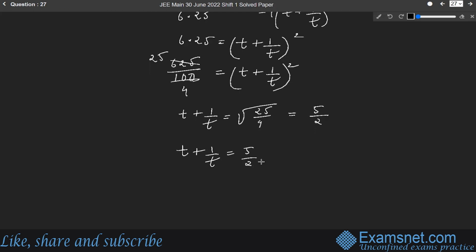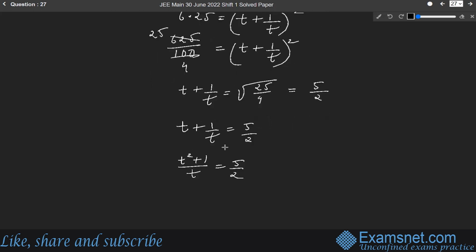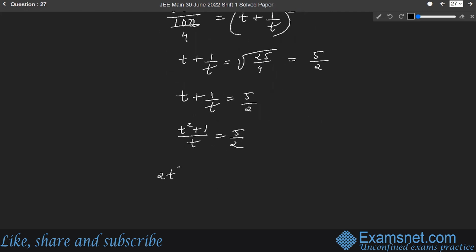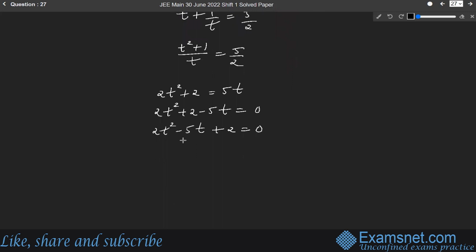Now let us solve this further. By taking the LCM, we have (t square plus 1) upon t is equal to 5 by 2. Now on cross multiplying, we have 2t square plus 2 is equal to 5t. Let us take all the terms on one side. So 2t square plus 2 minus 5t is equal to 0. Let us arrange it in terms of powers. So 2t square minus 5t plus 2 is equal to 0. Now let us find the factors for this equation. Okay, so let us split the middle term.